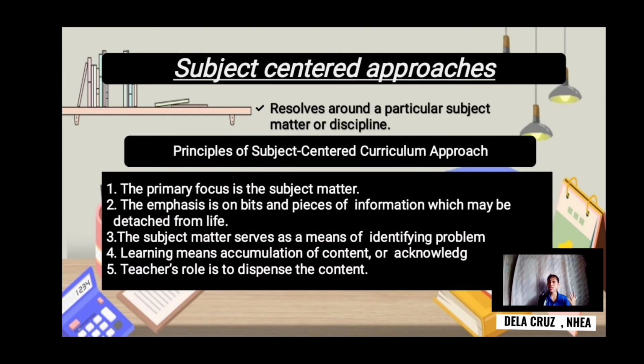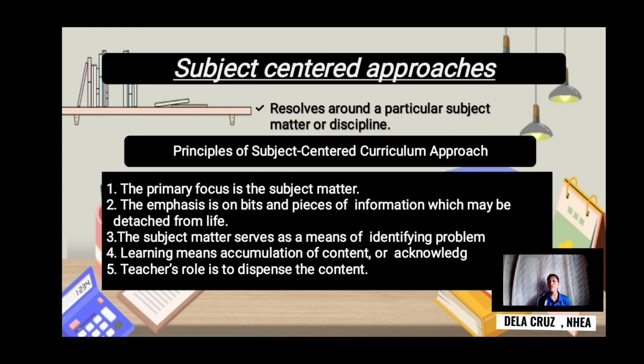So now, let's proceed to subject-centered approaches. Subject-centered approaches revolve around a particular subject matter or discipline. So when we say subject-centered, it should be the subject, only focusing on the subject. Principles of subject-centered curriculum approach. The first one is the primary focus is the subject matter. So the subject should be the primary focus.